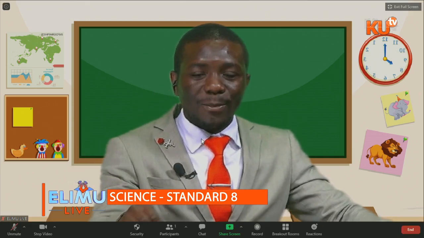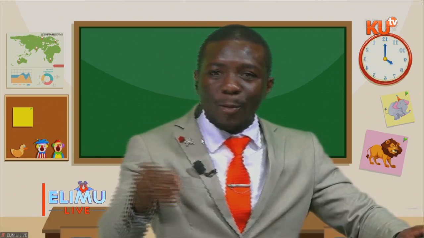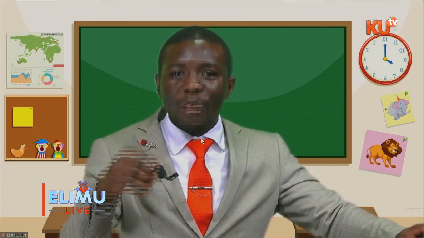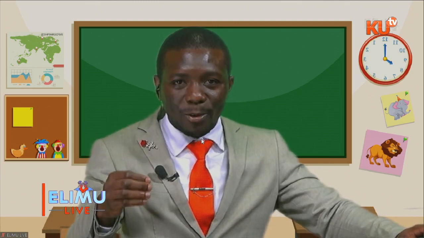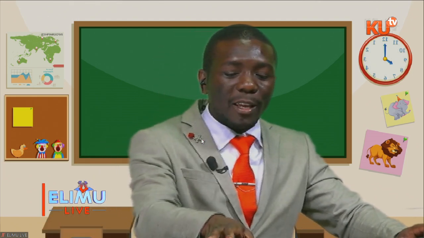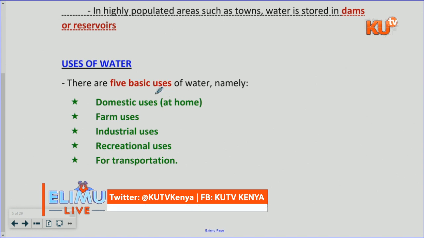So in class 4, they came after storing it, or after obtaining it from a source, or after tapping it. How can you use it? In standard 4, they take you through how you can use water in different places. They divided it into around 5 basic uses of water. The first one is domestic uses. Domestic uses is use of water at home, how we use water at home.